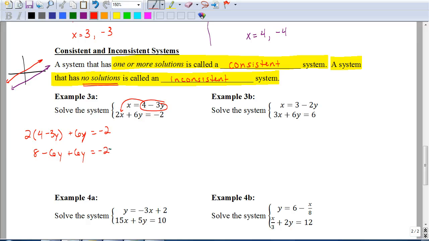And now if you notice, negative 6y plus 6y, they cancel each other out. That does not mean that y equals 0. That means the y's are completely gone. I'm left with then 8 equals negative 2. Well, hold on a second. 8 doesn't equal negative 2. That's not true. That doesn't mean that we made a mistake.